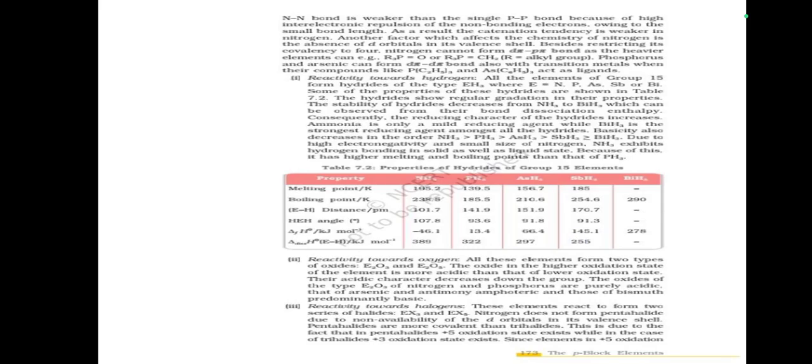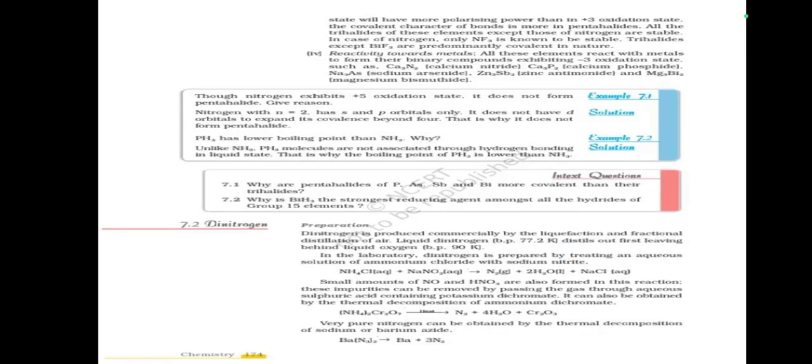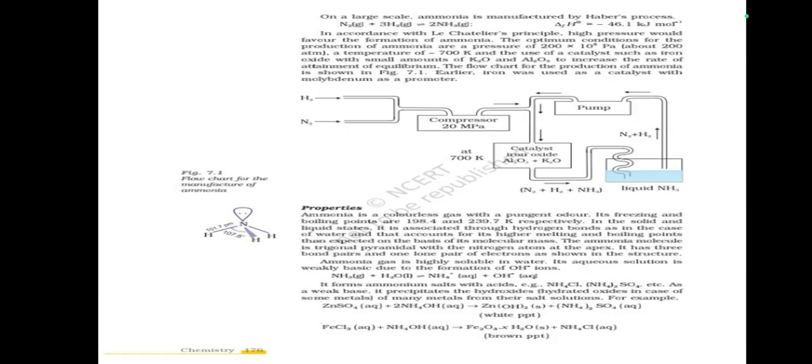Chemical properties. Table 7.2 Properties of hydrides of group 15 elements. Dinitrogen preparation. Dinitrogen is produced commercially by the liquefaction and fractional distillation of air. Liquid dinitrogen, with boiling point 77.2 Kelvin, distills out first, leaving behind liquid oxygen. Ammonia. Properties.